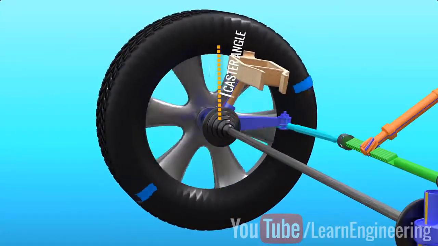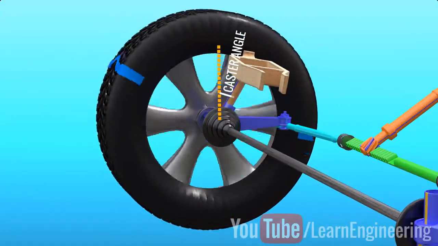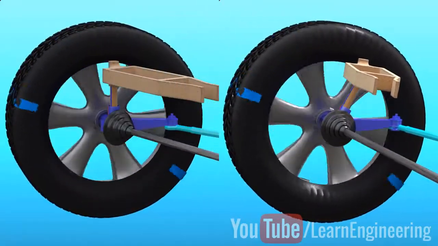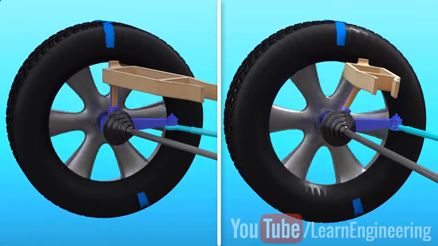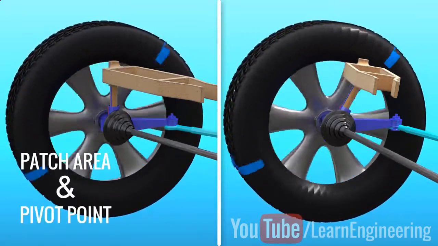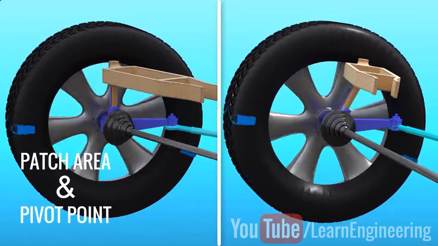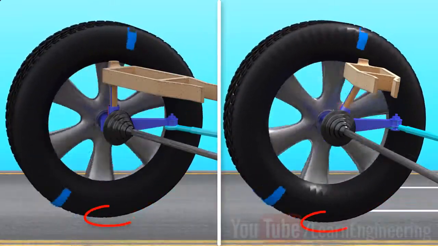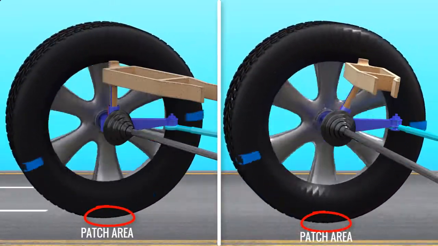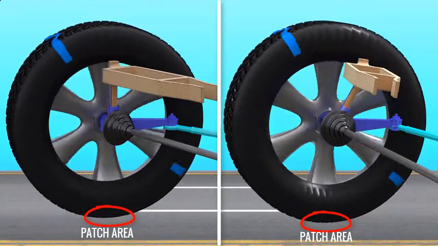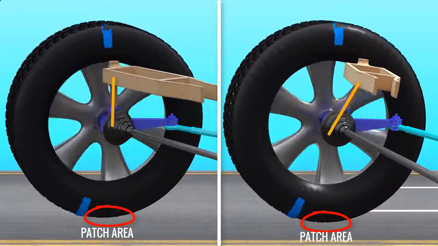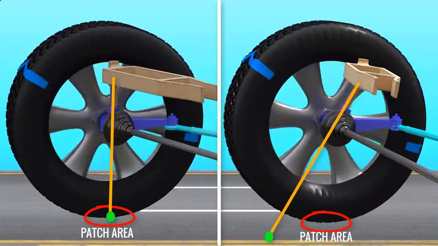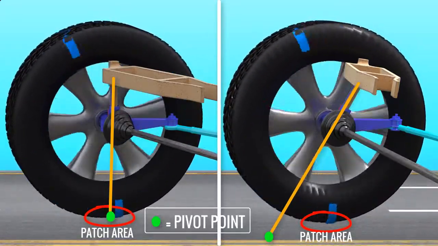Let's watch how this steering mechanism works. At first, you might not notice much difference from the previous mechanism. However, when you understand the concepts of patch area and pivot point, you will notice a big difference. Patch area is the area where force is transferred to the wheels. It is clear that the wheel is pivoted to turn around at the meeting point of the steering axle and road. Let's call this meeting point the pivot point.